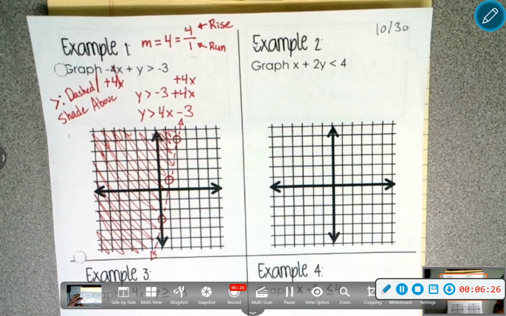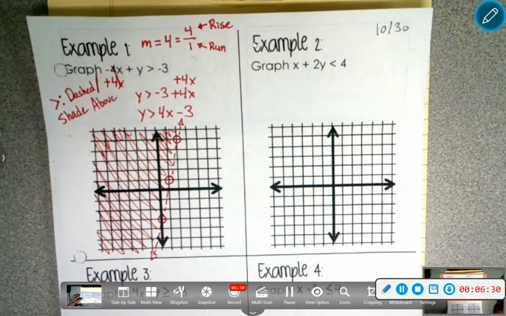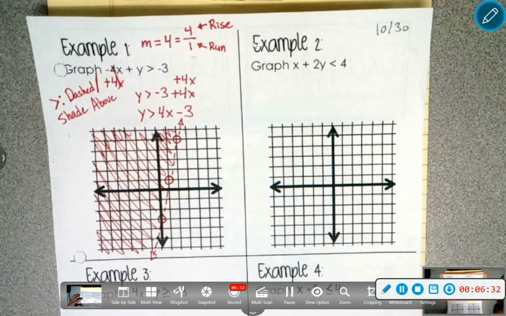Any questions about how I created the line? Any questions about why the line is dashed, not solid? Any questions about why I shade above or how I was able to tell which side was above the line?